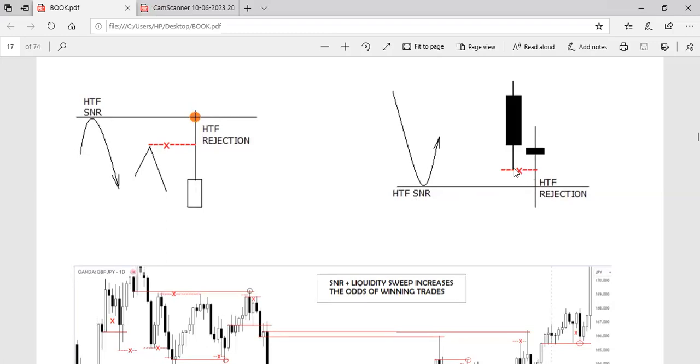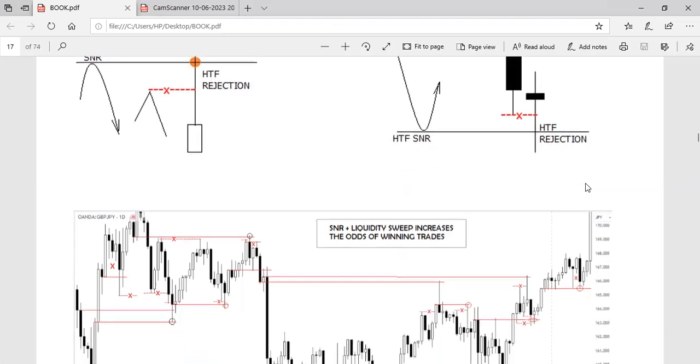It doesn't have to stay close to it. It could be more than 10 candlesticks in between. As long as it takes out this low before it gets to touch and reject this SNR level, as long as this low has been swept off, that's a good point for you to hold on to that supports your decision to sell or buy.